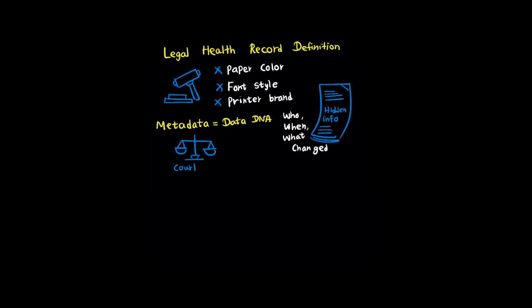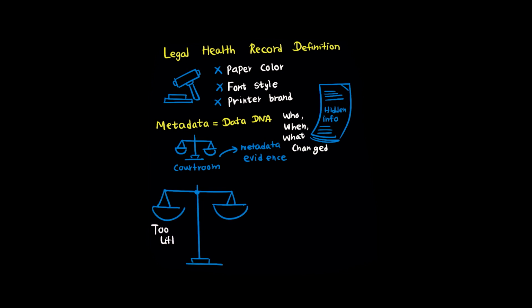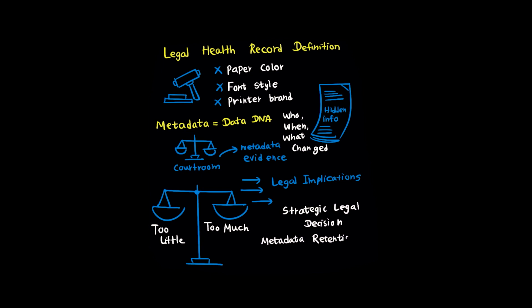Courts might demand to know if a record was altered after an incident. Regulators want proof of who made clinical decisions. Your metadata policy determines what becomes part of the permanent legal record. Keep too little, and you can't defend yourself in court. Keep too much and you might preserve evidence of mistakes. It's a strategic decision with major legal implications.